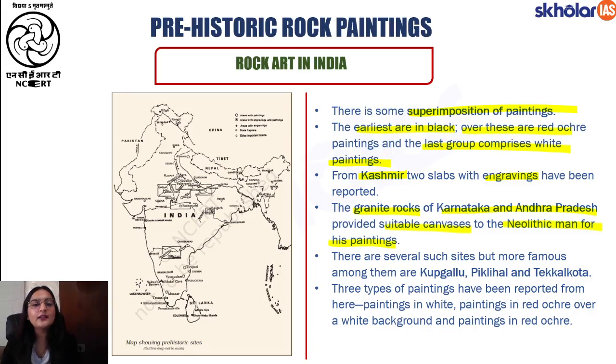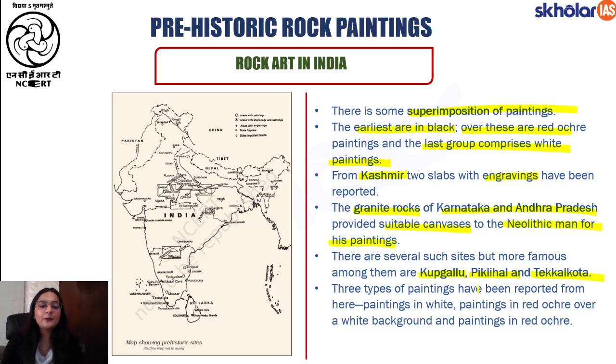Apart from this, students, there are certain other famous sites wherein rock paintings have been yielded, which include sites such as Kupgallu, Pikli Hall and Tekal Kotta. Okay, so these are three places you have to remember the names because sometimes in our prelims examination we get a multiple choice question wherein names of 4 sites are given and we need to identify which of these places have yielded prehistoric rock paintings.